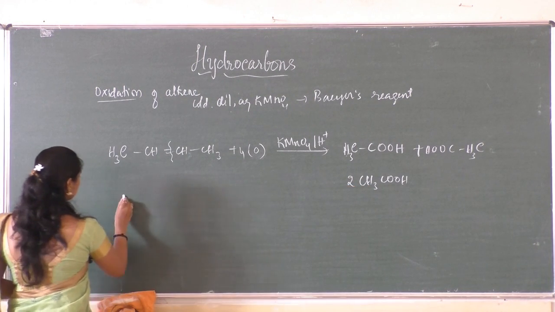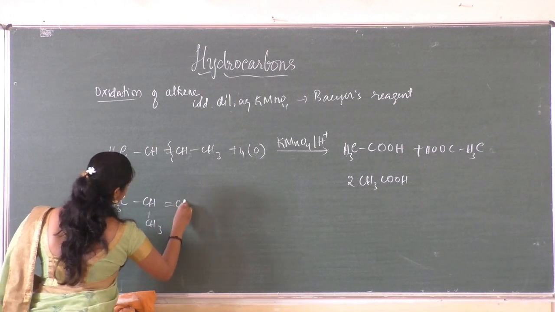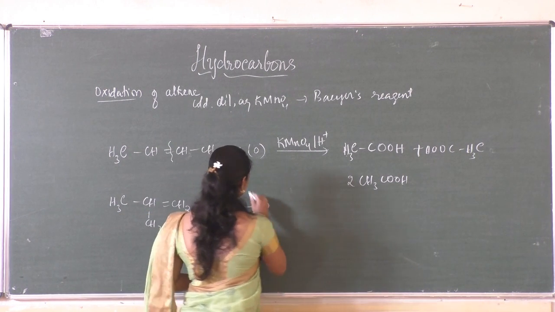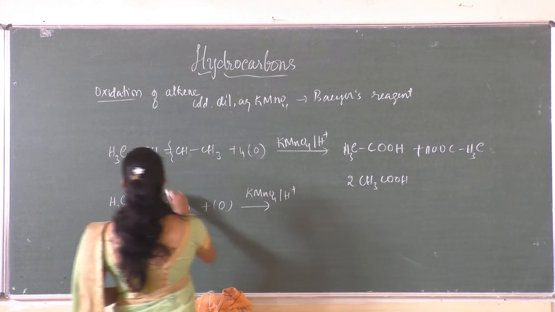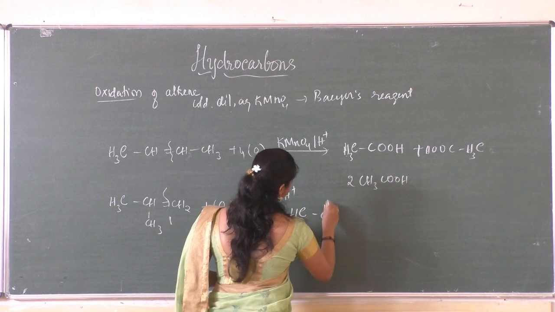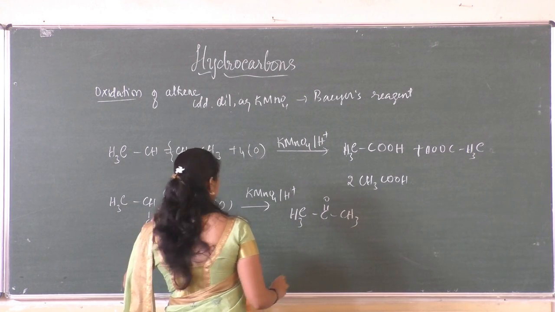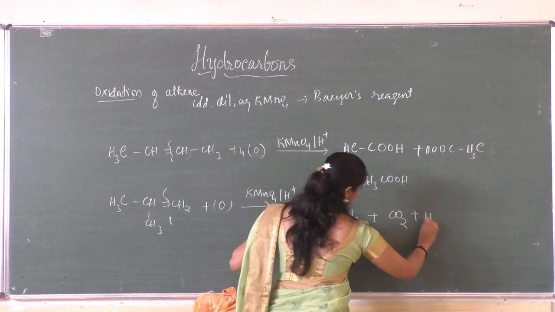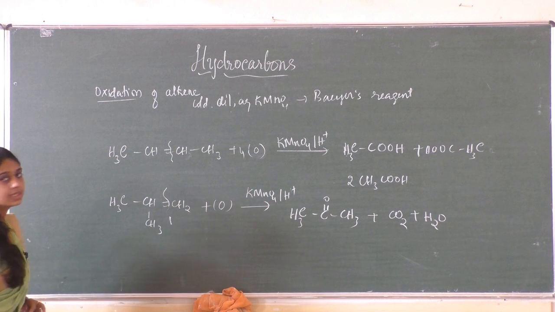If you consider this molecule, CH3 double bond CH3 double bond CH2, and oxidation in the presence of KMnO4 in acidic medium. So oxidation occurs here so as to form a ketone as a product, that is CH3 C double bond O CH3, by addition of oxygen here. Then carbon gets oxidized to CO2 and hydrogen oxidized to water. So these are the oxidation reactions of alkene.